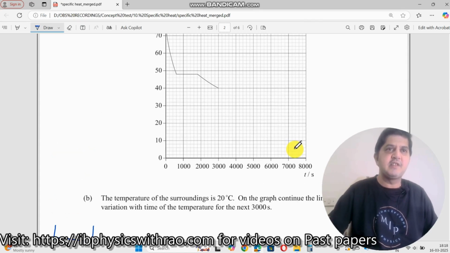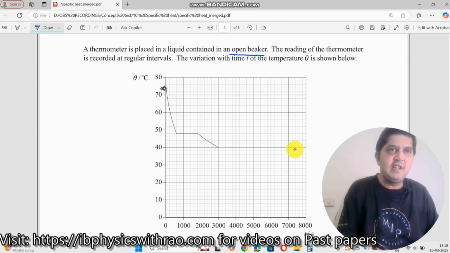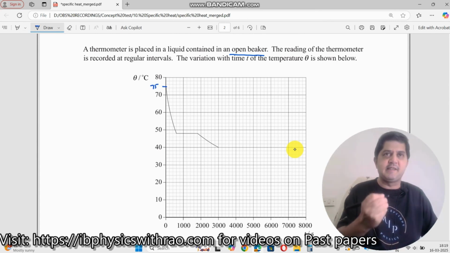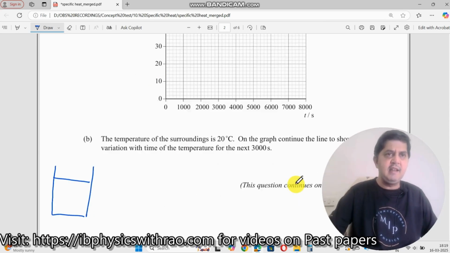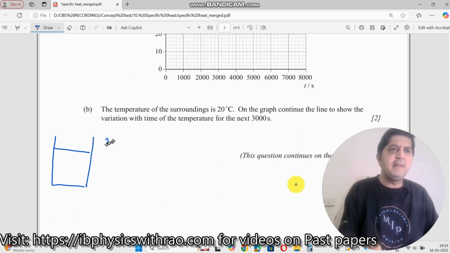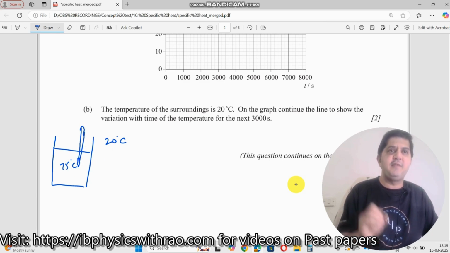What was the initial temperature? The initial temperature was seen to be somewhere over here. How much is it? It's nearly 75. It was initially at 75 degrees centigrade. And then you observe the outside temperature was 20 degrees centigrade. This was 75, this 20 degrees centigrade, and you have inserted the thermometer. Then you observe that the heat is getting lost to the environment.